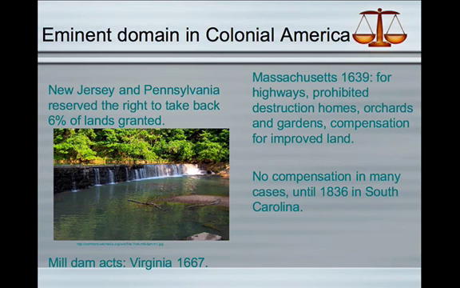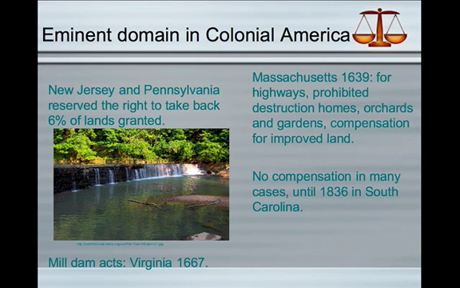Another big area of eminent domain use was mill dams. A mill dam is just a dam built across a river or a stream, and it would power a mill, essentially to grind corn. And pretty much the Mill Dam Acts would allow people to build a dam that would flood your upstream neighbors, and you could just take that land through essentially eminent domain. And you would have to pay them, but they had essentially no right to stop you.